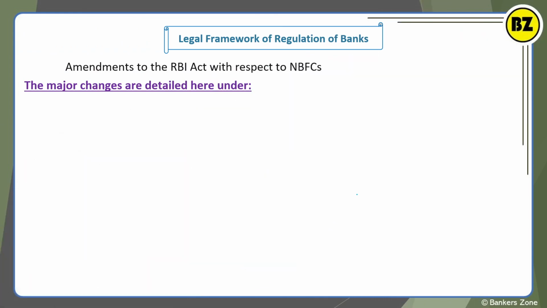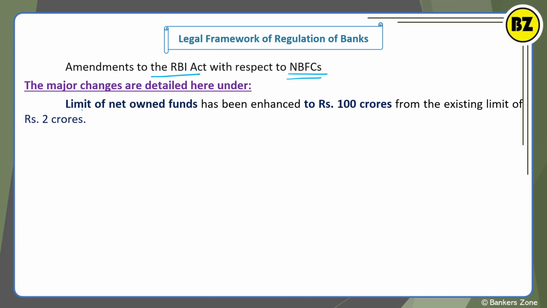Okay, now see the amendments to the RBI Act with respect to NBFCs. Now see, major changes are there. The limit of net owned fund has been enhanced to 100 crores from the existing limit of 2 crores. See, there have been some changes in the RBI Act with respect to NBFCs. So how much net owned fund can an NBFC keep? The maximum limit is now increased to 100 crore. It was previously only 2 crore.